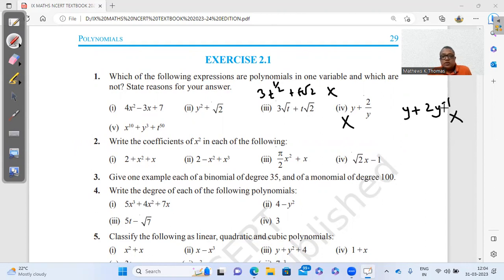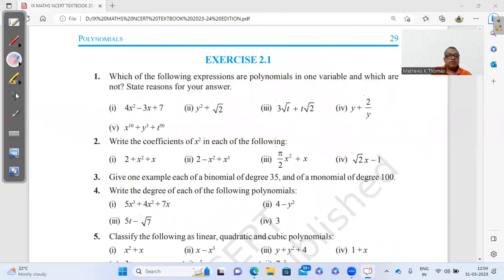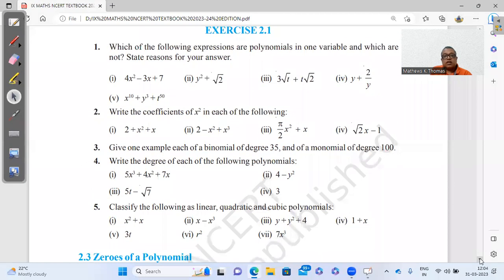And again, -1 is not a whole number. If you look at the last one, all the powers of the variable are positive numbers. They are whole numbers. But the question is, is it a polynomial in one variable? So this is a polynomial definitely, but it is not a polynomial in one variable. It's a polynomial in 1, 2, 3 variables, right? So this is how we identify whether algebraic expressions are polynomials or not.